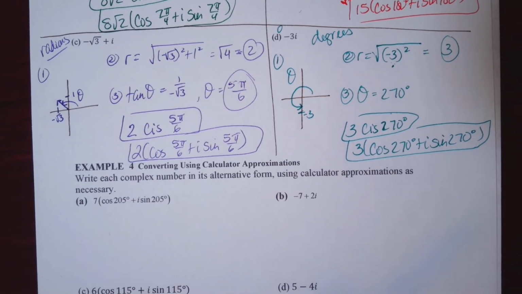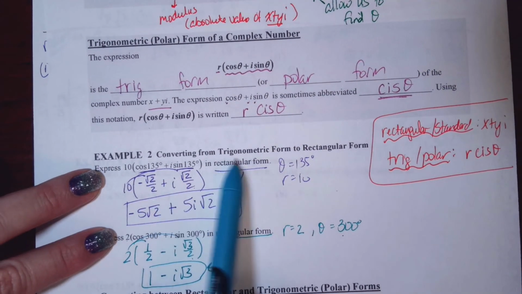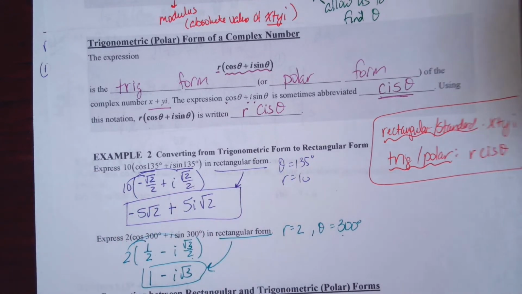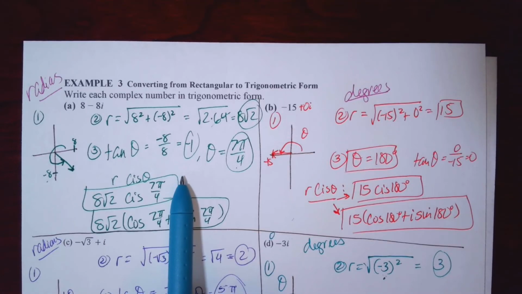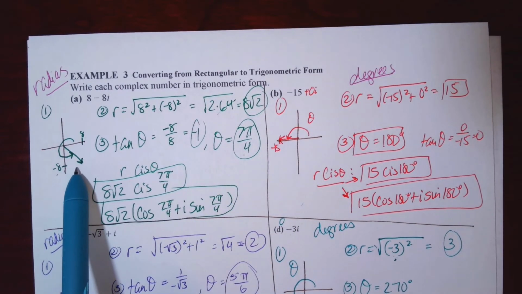Okay, so we converted from rectangular, right here we started from trig form and went to rectangular form. That's easy, we just plug in what we know and simplify. Here we went from rectangular form to trig form. That takes just a little more work because we have to start with our sketch, but we're still using what we know.